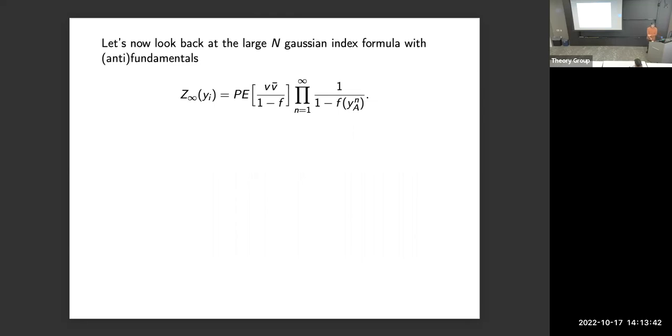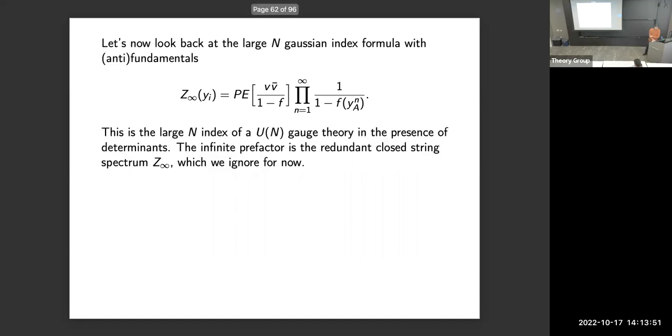So now let's look back at the large N Gaussian index formula with these anti-fundamentals. This is the large N index of a U(N) gauge theory in the presence of determinants, for which V and V bar we just stated. The infinite prefactor is the redundant closed string spectrum Z infinity, which we ignore for now.